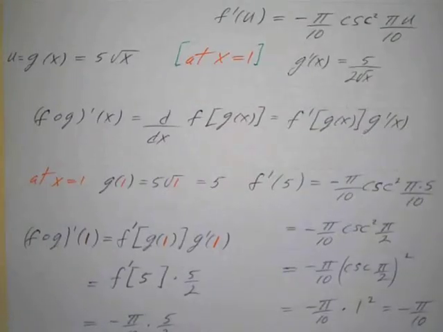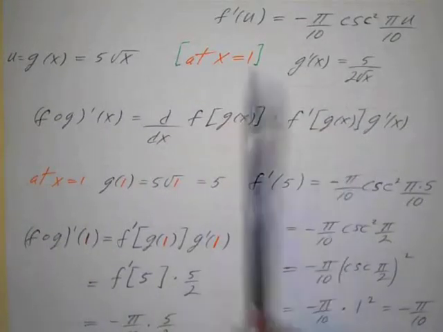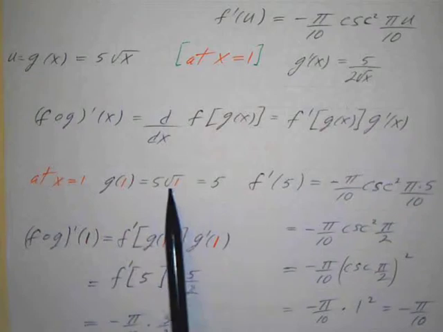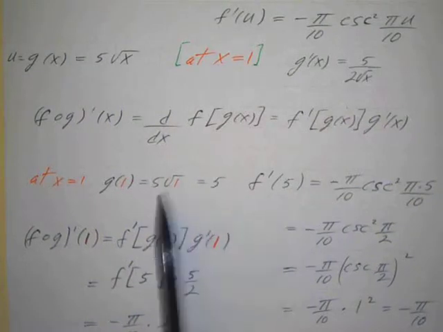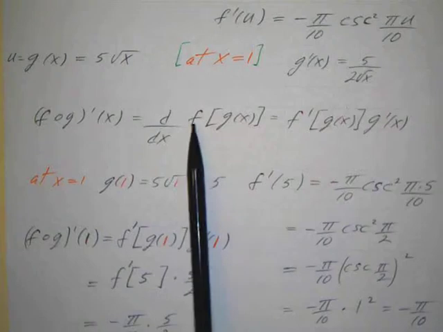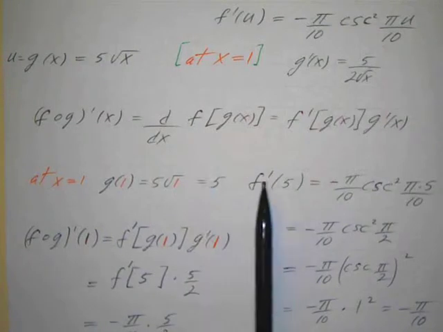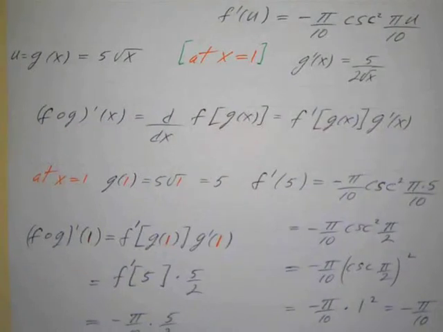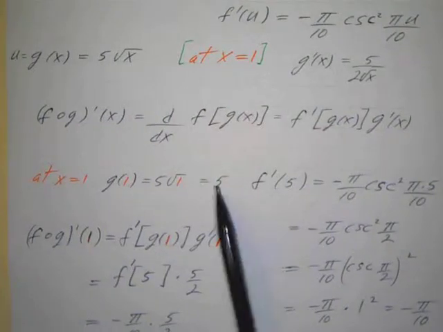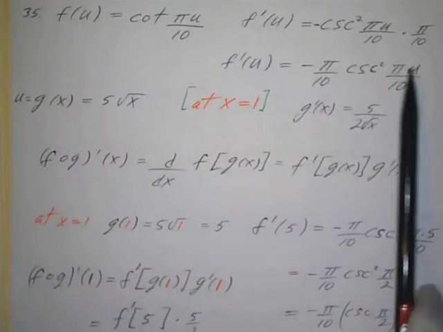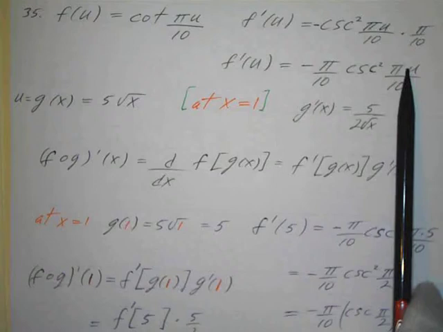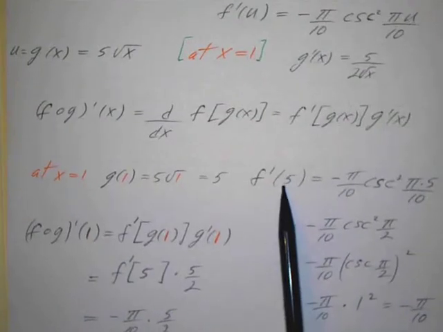So I needed g of 1, because that's going to go in here, because we're evaluating at x equals 1. It was just 5 times the square root of 1, which is just 5. And then eventually I'm going to take f prime at g of 1. So f prime was this function, and I evaluated at g of 1, which is 5. Instead of putting the u there, I'm going to put 5, because I'm going to evaluate that at 5. That's f prime at 5.